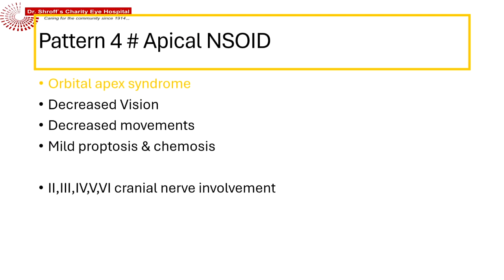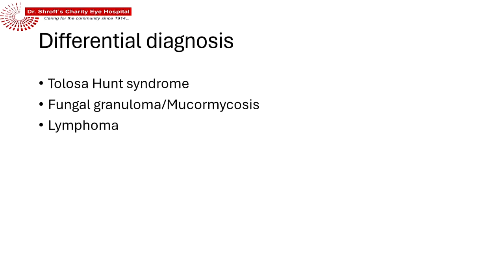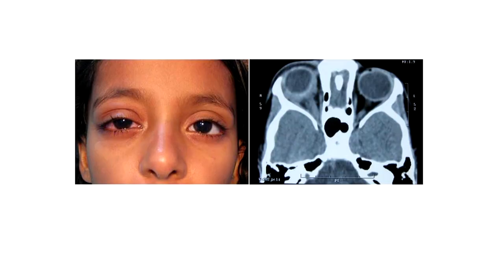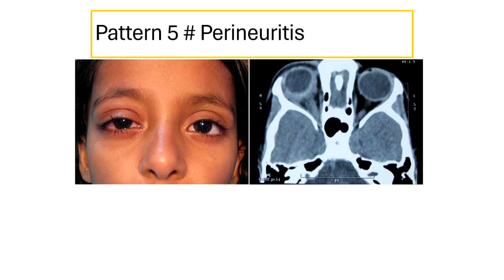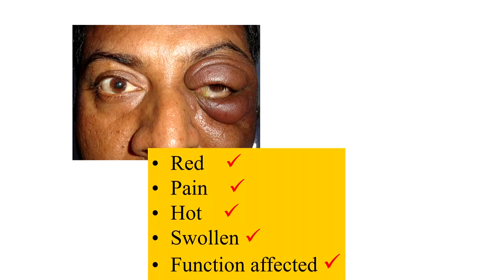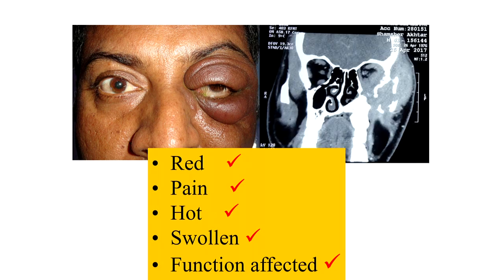The other two patterns, the apical NSOID as well as the perineuritic variant, are less common but can present like an optic neuritis. Like in this young girl, there was a diffuse thickening of the optic nerve sheath, fuzzy orbit, signs of inflammation again, and very good response to steroid. The last spectrum is a gentleman who has all the signs of inflammation, pain, red orbit, swelling, function is affected, but what we see is a lot of bony destruction and a mass lesion formation in the orbit, which is not a very common feature of orbital inflammation.